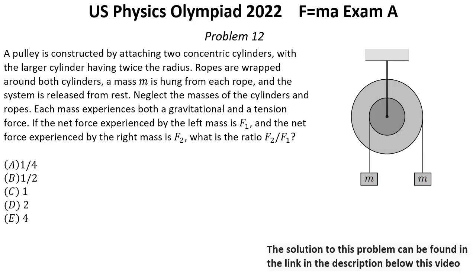F2 over F1? Solution for problem number 12. This unusual pulley is called a windlass. Since the right mass is wound around the cylinder of twice the radius, the right mass has twice the acceleration. Since net force equals ma, we have F2 over F1 equal to 2, and this is answer D, and that was the solution for problem number 12.